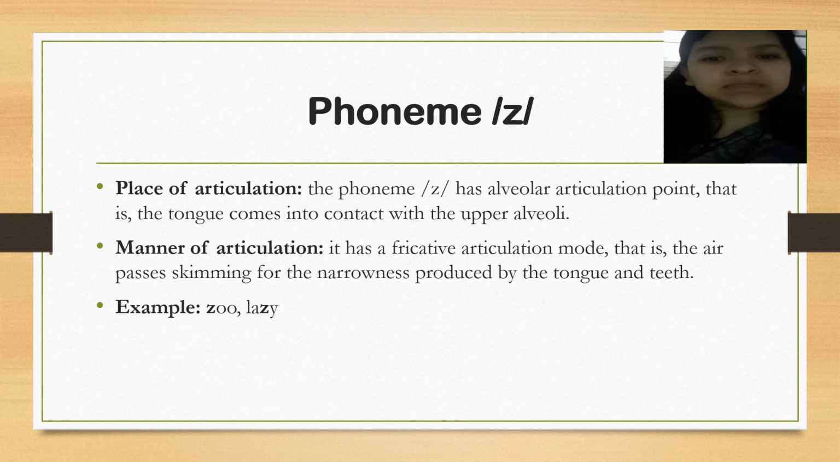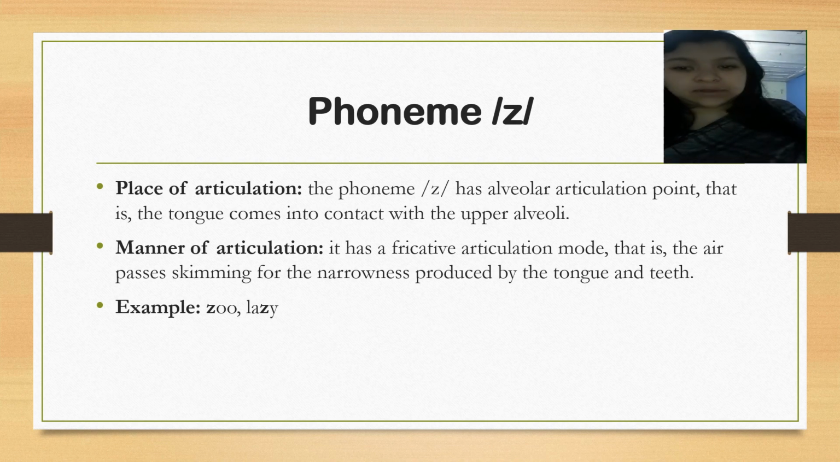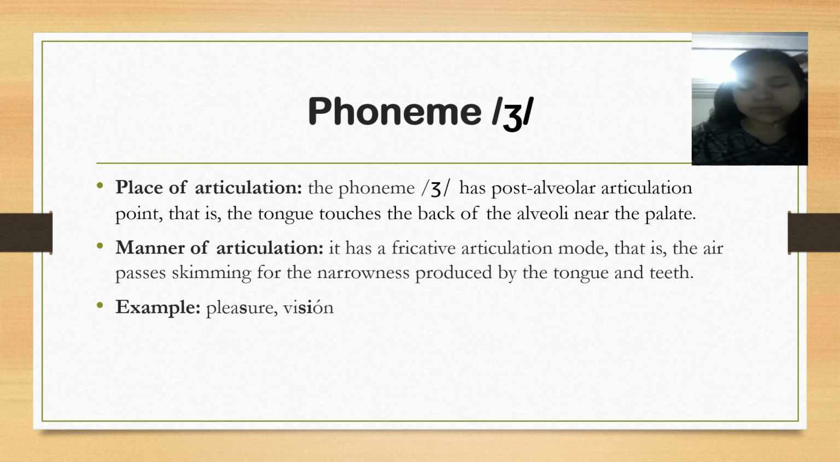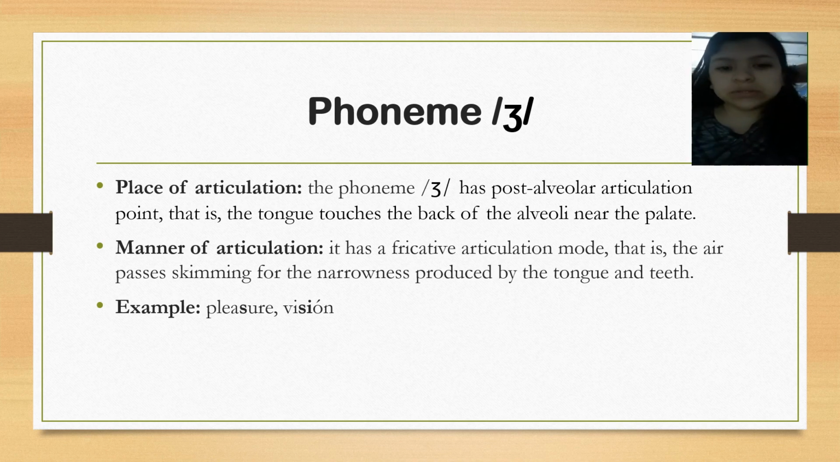Phoneme Z. The phoneme Z has an alveolar articulation point, that is, the tongue comes into contact with the upper alveoli. It has a fricative articulation mode, that is, the air passes skimming through the narrowness produced by the tongue and teeth. The pronunciation of this phoneme is z. Example: zoo, lazy.